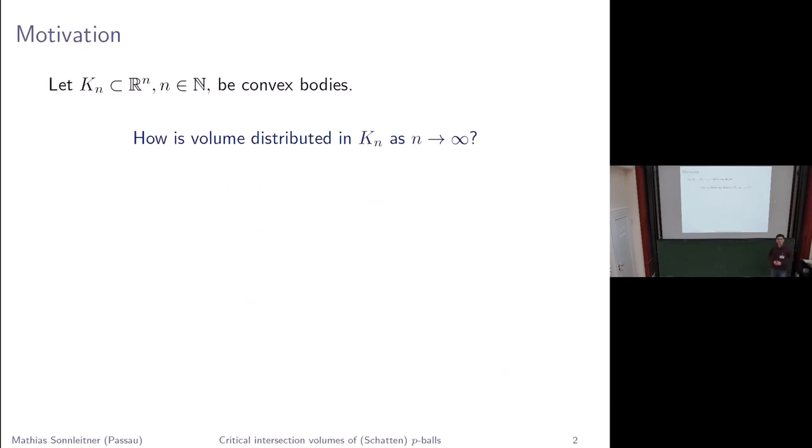So we are interested in volume distribution in high-dimensional convex bodies. In a sequence of convex bodies, I'm interested in how the volume is distributed as the dimension tends to infinity. There are many approaches to study such a question, and the one idea I will be focusing on here is the following.